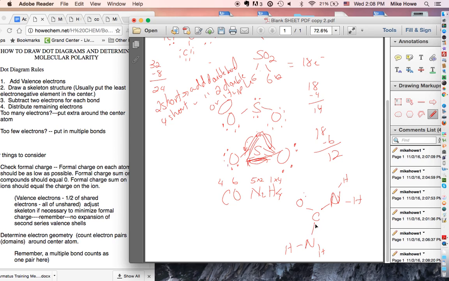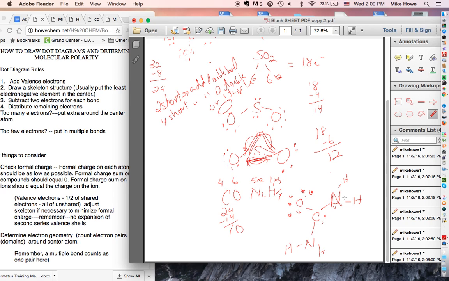All right, now we've got our skeleton structure drawn. We're going to subtract 2 electrons per bond. So 2, 4, 6, 8, 10, 12, 14. So I've got 14 out of there. I had 24 to start with. So 24 minus 14 gives me 10 electrons to work with. I could go 1, and once again 10. So 1, 2, 3, 4, 5, 6, 7, 8, 9, 10.